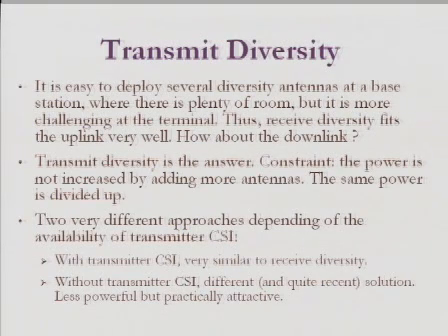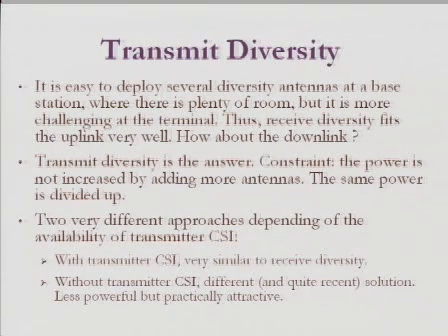Now at the terminal, space is very limited because the terminal is very small and it's very cost sensitive. So installing multiple antennas might be an issue. So how do we serve the downlink in terms of diversity? Well, the answer is transmit diversity, which is to move the antennas to the transmitter. And that's what we're going to talk about now. Transmit diversity is based on using multiple antennas at the transmitter, just one antenna at the receiver.